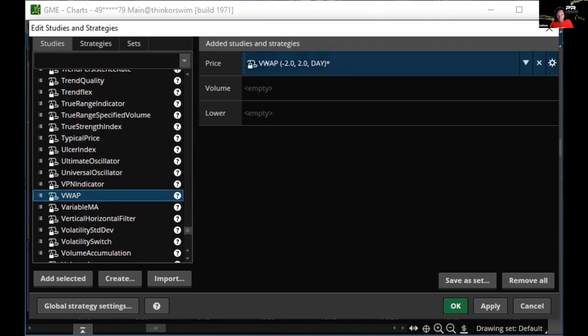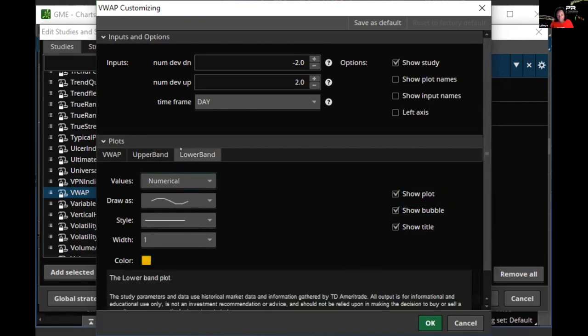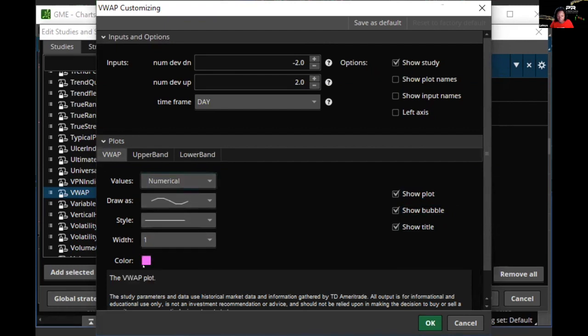I'm going to double click it. We have these standard numbers here. I don't touch any of that. Upper band, I don't want to see, so I take off the plots. Lower bands, I do not want to see, so I take off these plots as well. The only thing left is my VWAP, which will give me this bright color purple.